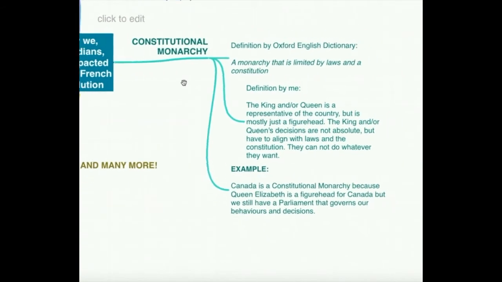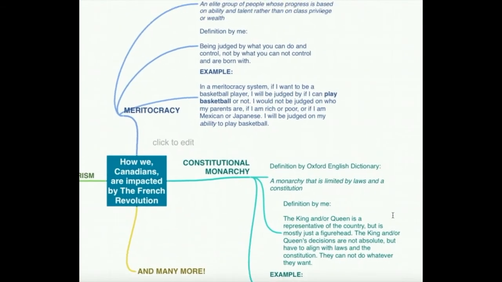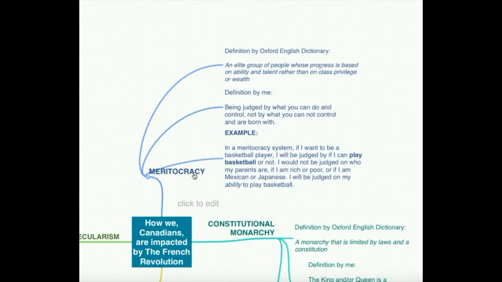First, let's look at constitutional monarchy. In order to understand this idea, I looked for a definition in the dictionary. Language is a little confusing, so I made my own definition that is more understandable. The king and or queen is a representative of the country, but is mostly just a figurehead. To really ingrain this concept, I found an example of constitutional monarchy, Canada and Queen Elizabeth.